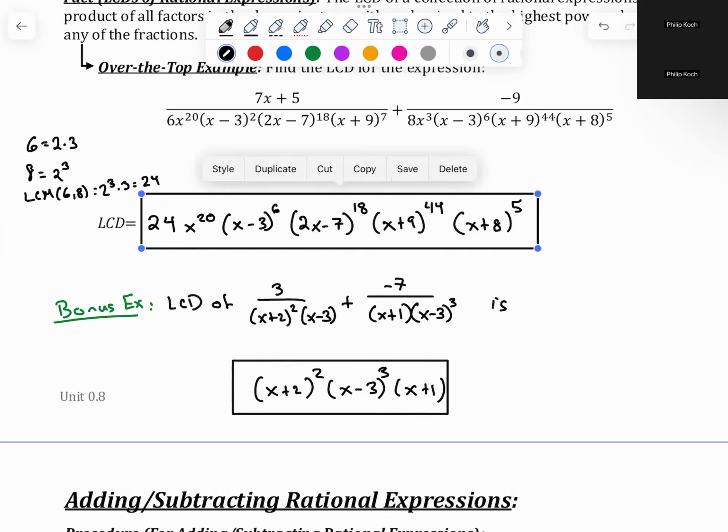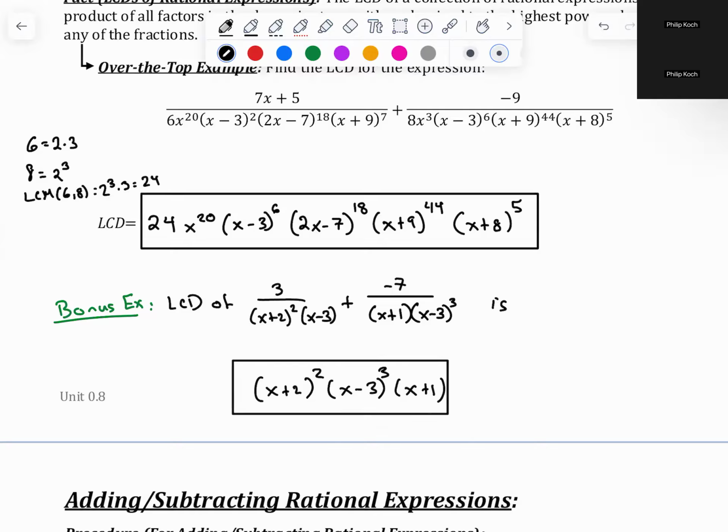Any questions on that? Good. So that's how we find them. Factor the denominators, write down all the prime factors, technically speaking, and then raise them to the highest power that's present.